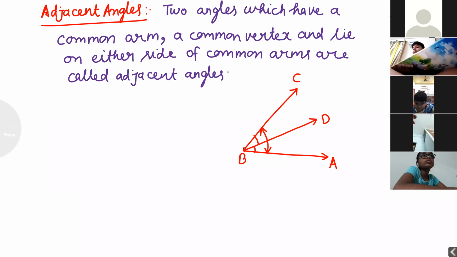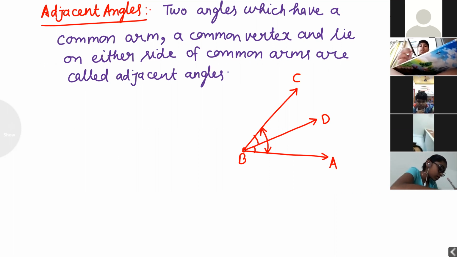After that, a common vertex. Which vertex is common here? B is the common vertex. What is a vertex? If two or more rays are meeting at one point, that point is called the common initial point or vertex. Here B is the common vertex and BD is the common side.